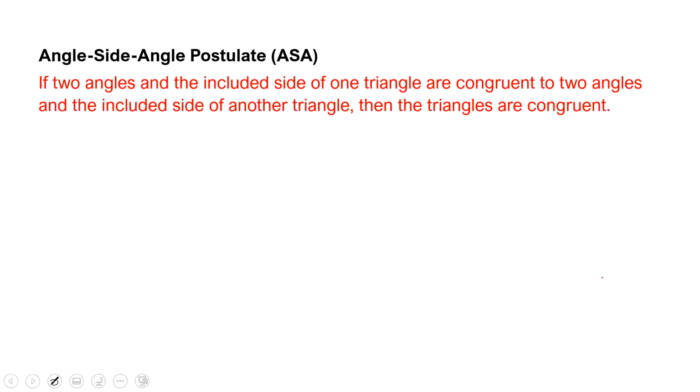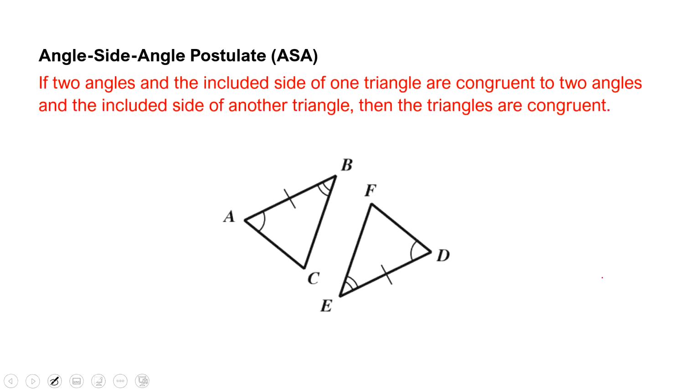So as long as we have three of the six pieces of information, like two sides and one angle, we can say that things are probably congruent. Again, here's our example. Angle E and B are congruent. Angle A and D are congruent. The side in between those two angles is congruent, so our included side is congruent. We have congruent triangles in that picture.